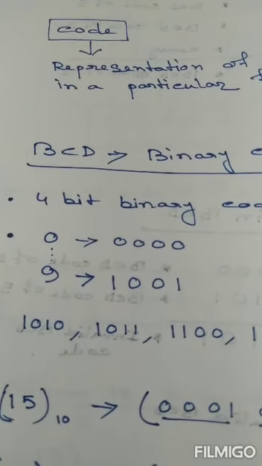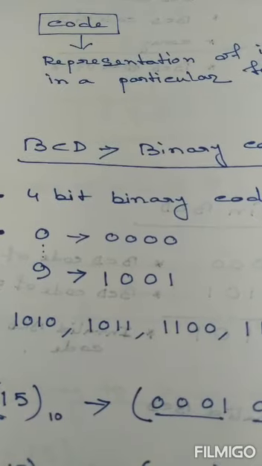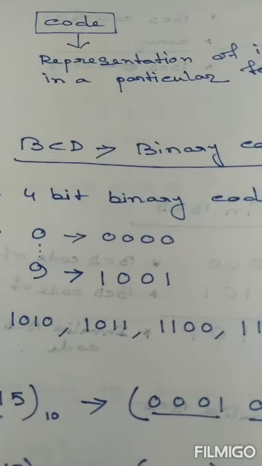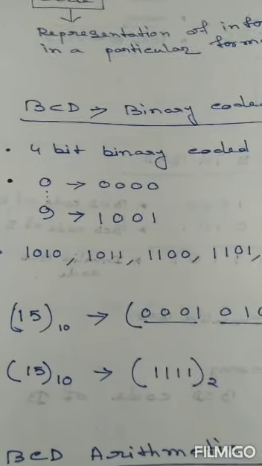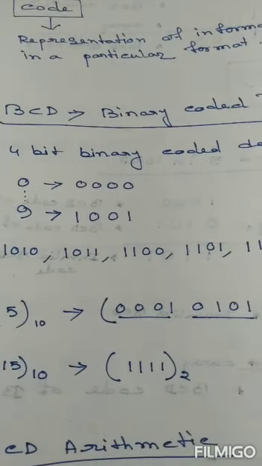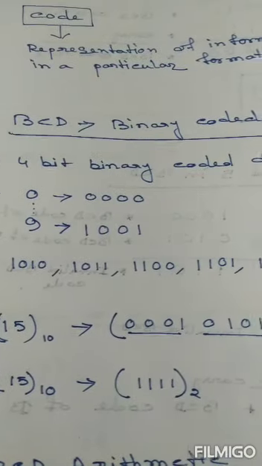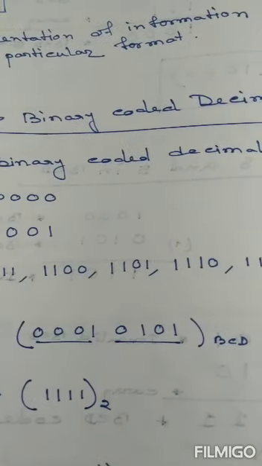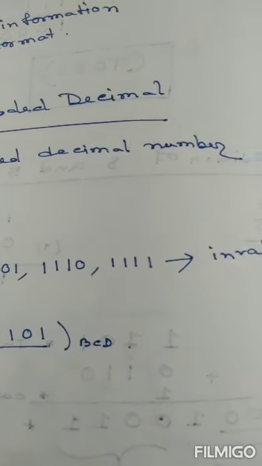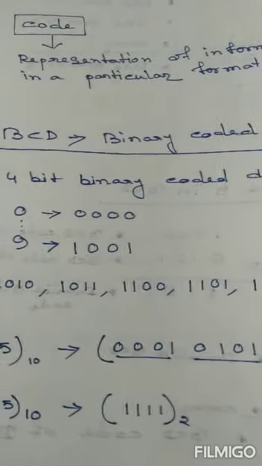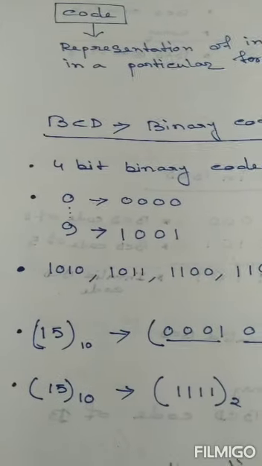For representation of 4-bit BCD code, we can represent only 0 to 9. After that, 10, 11, 12, 13, 14, 15, that is 1010, 1011, 1100, 1101, 1110, and 1111, these are invalid BCD numbers.